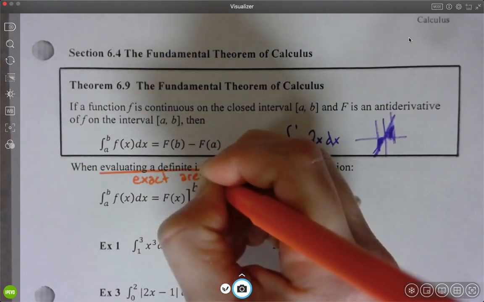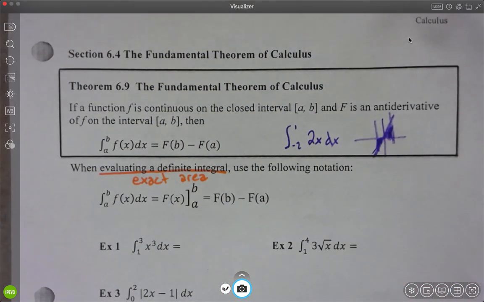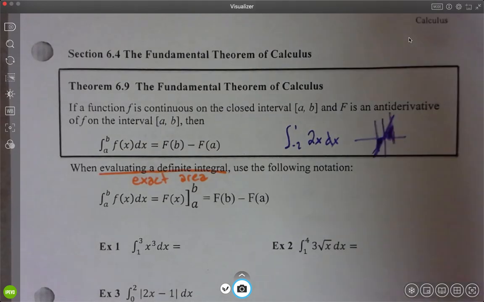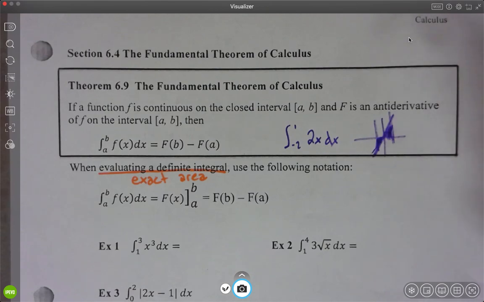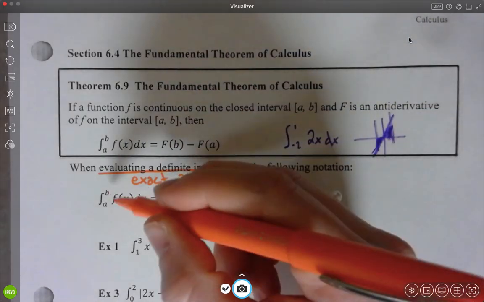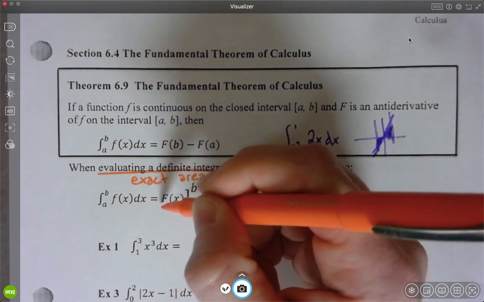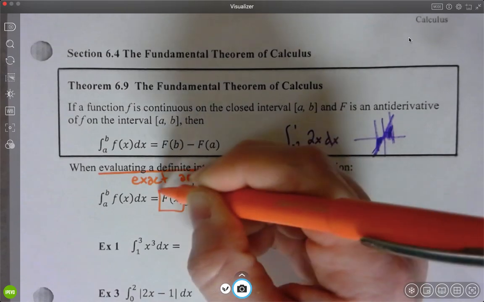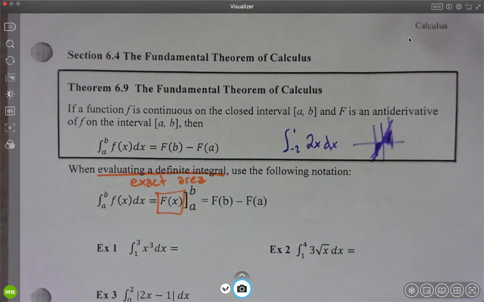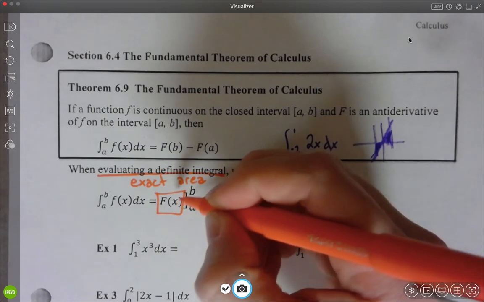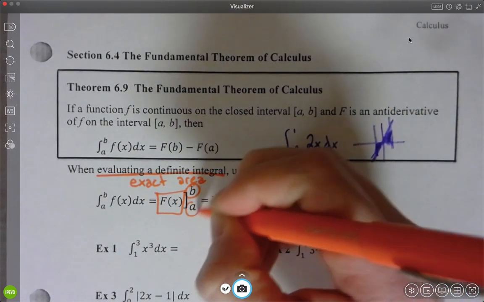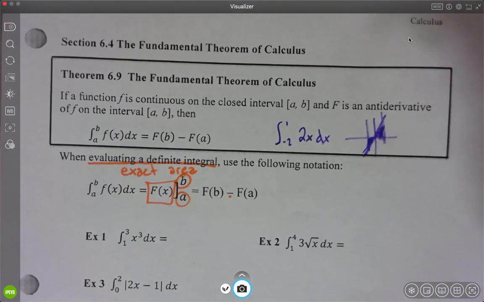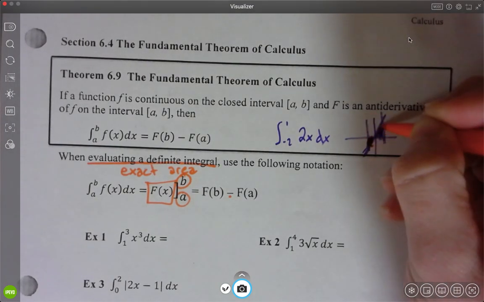Okay, and so here is the clue. This is what we do in this section. This is called the fundamental theorem of calculus, which makes it sound really daunting, but it's actually super easy. When you find the antiderivative of some function, it looks like this, F of x. Then all you do is, with that F of x, plug the upper limit in and subtract what you get when you plug the lower limit in. And that will give you your exact area of these two together.